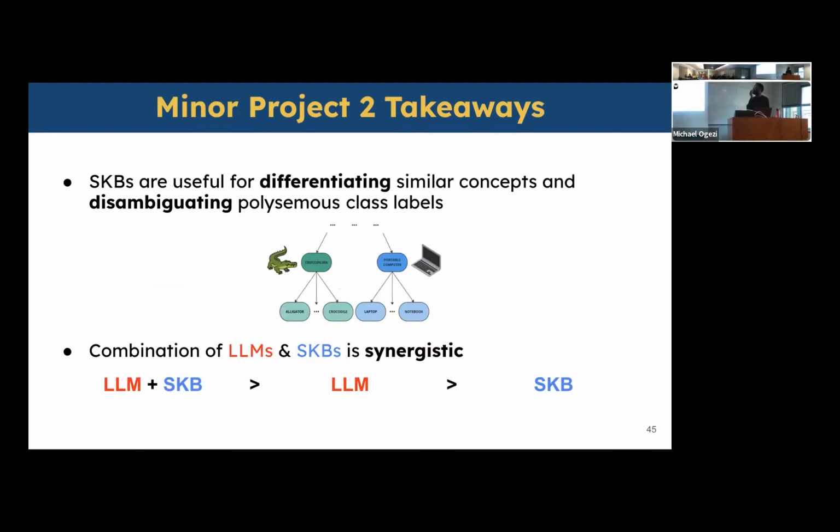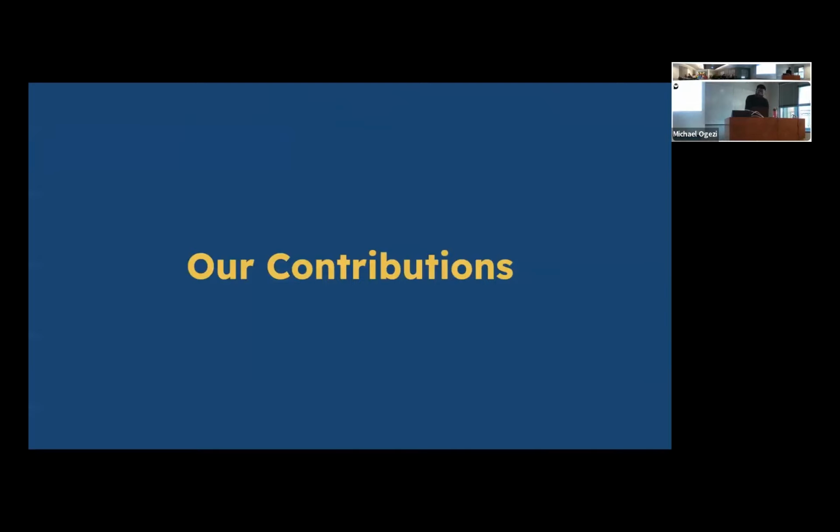The minor takeaways here are that semantic knowledge bases are useful for differentiating similar concepts, as we showed in the alligator crocodile case, and they are also useful for disambiguating polysemous class labels, as we showed in the crane case. And the combination of language models and semantic knowledge bases is synergistic. Previous methods that used only language models performed worse than our method that used both a language model and a semantic knowledge base.